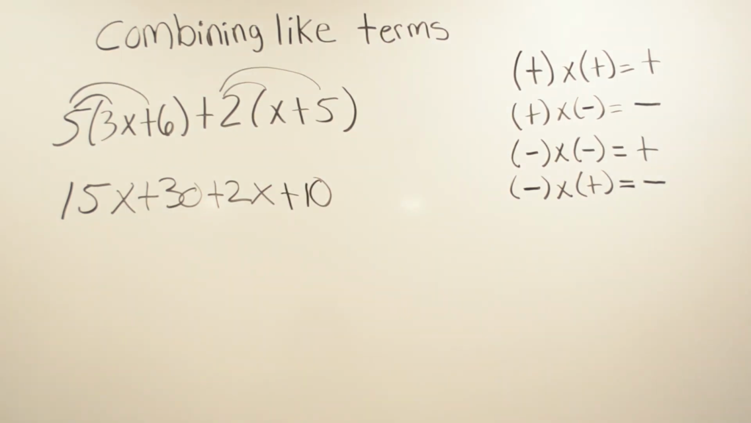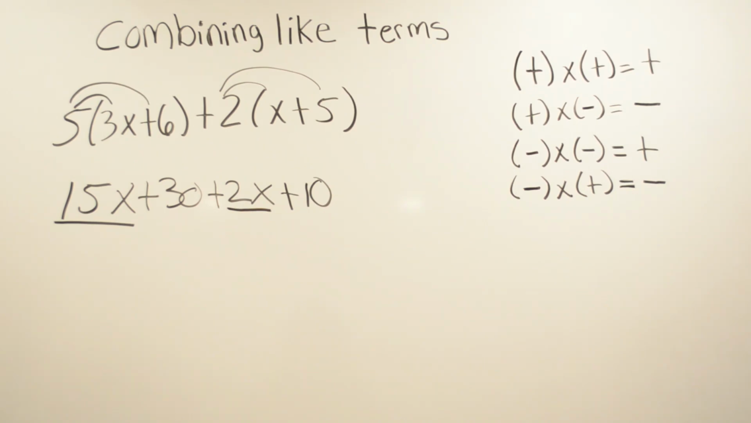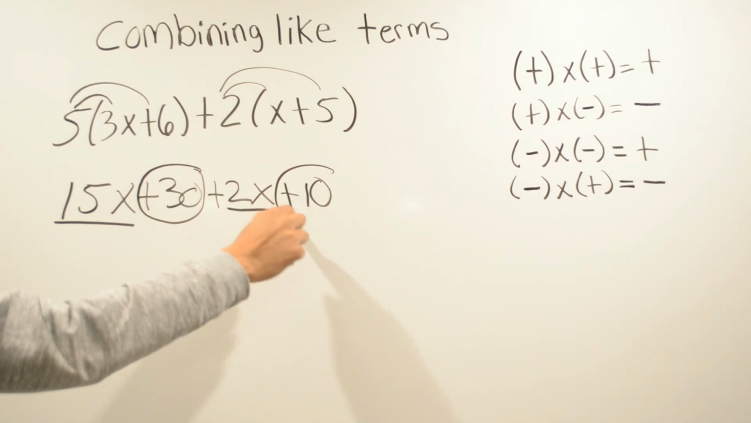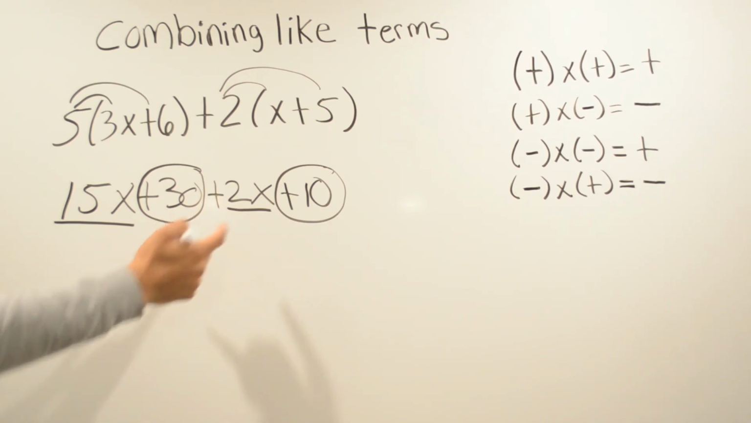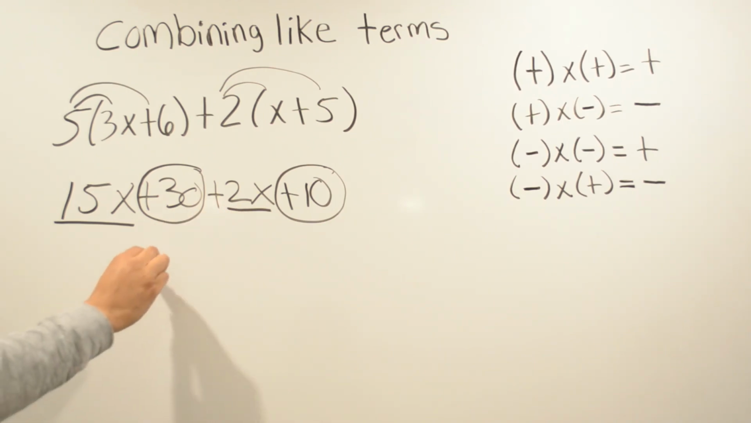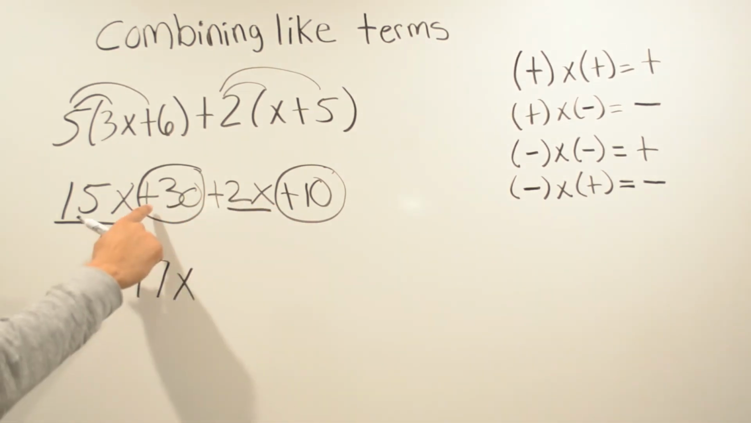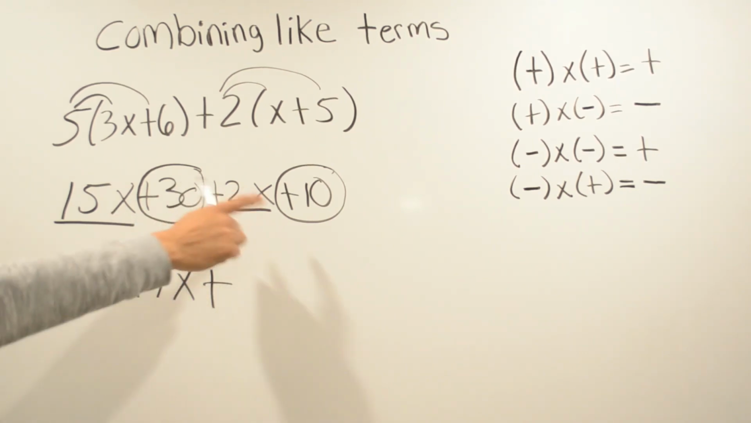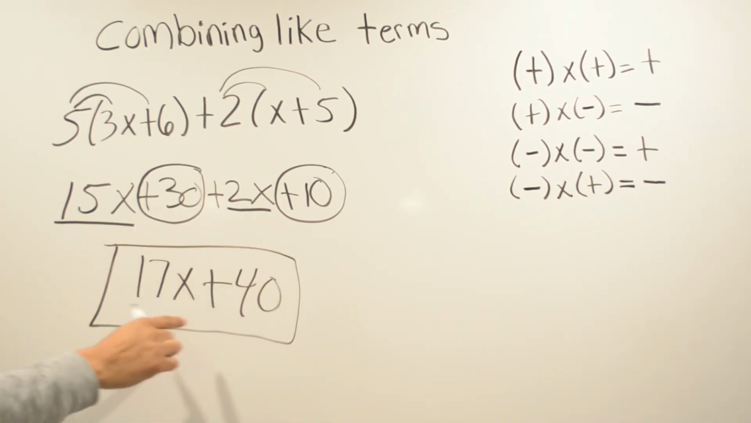So now we can go ahead and combine like terms. I'm going to go ahead and underline the number with the variable. And the ones that only have the numbers, I'm going to go ahead and circle it. So on this problem we have 15x. We have positive 2x. So we're just going to combine 17x now. Then we have 30 and 10. So we're going to go ahead, and they both have positive. So put positive here, plus 30 plus 10 is going to give us 40. So our answer is going to be 17x plus 40.